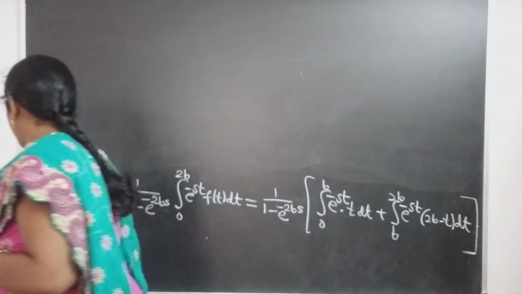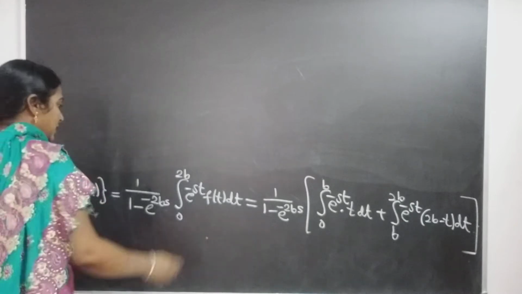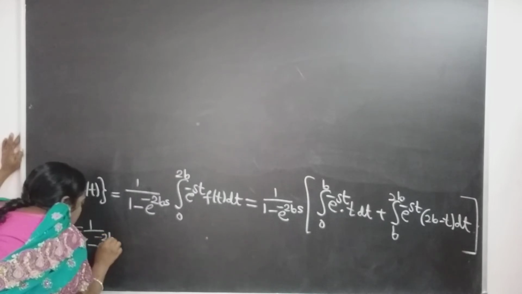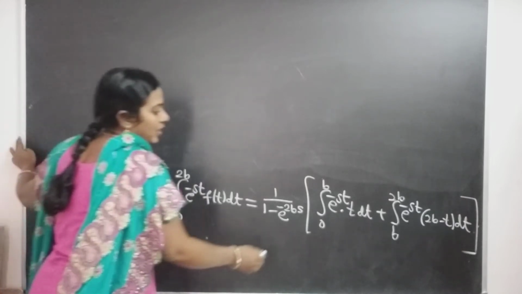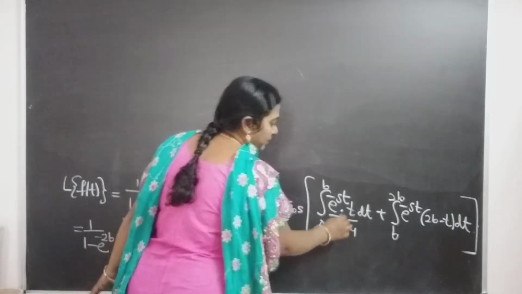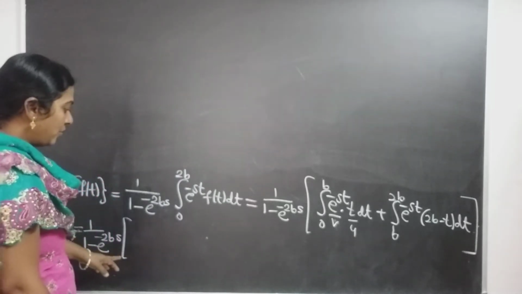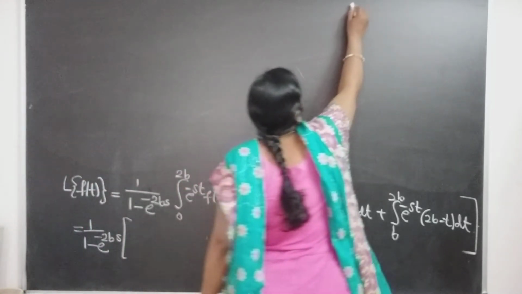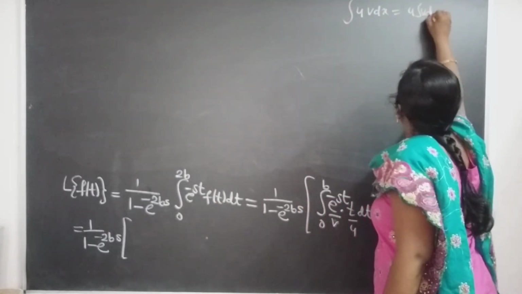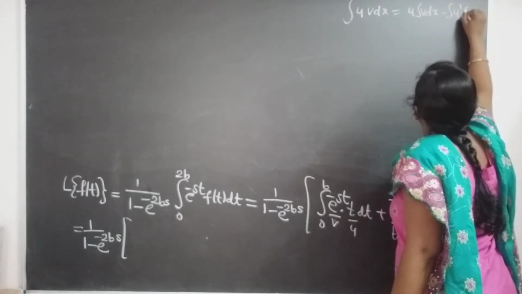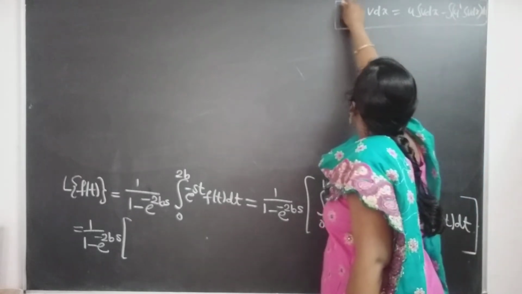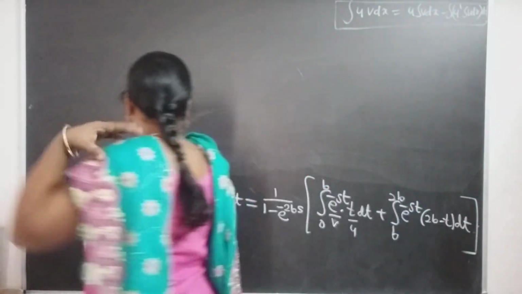Now we find the integration of the two parts, which is equal to 1 by 1 minus e power minus 2bs times them. It is in the form of u v, where u is t and v is e power minus st. The formula is the integral of u v dx equal to u times the integral of v dx minus the integral of u dash times the integral of v dx, whole dx. By using this relation, we can find the integration.